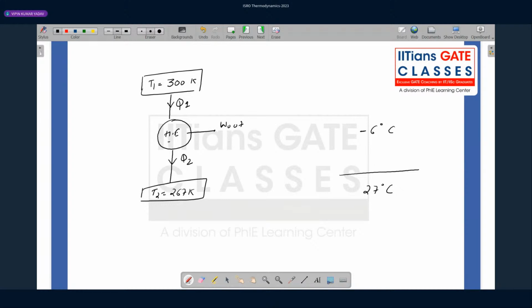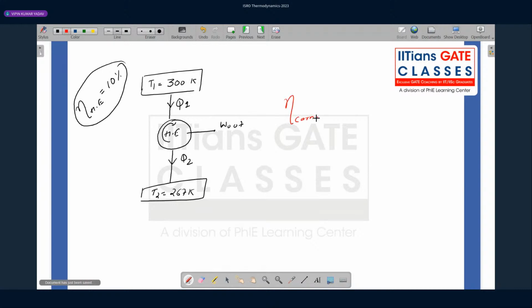Now, let us assume there is a scientist who is saying that this heat engine's efficiency is 10%. So we have to tell, is it correct? Is it possible to have this kind of efficiency or this kind of device? How do we do that? So we have to see whether this efficiency is even possible or not. We can find out the efficiency of Carnot at this given temperature difference.